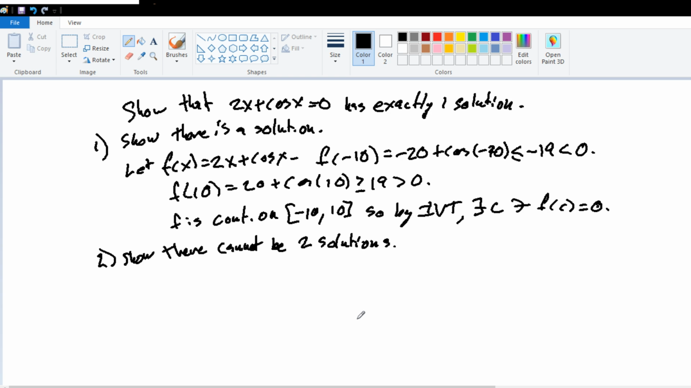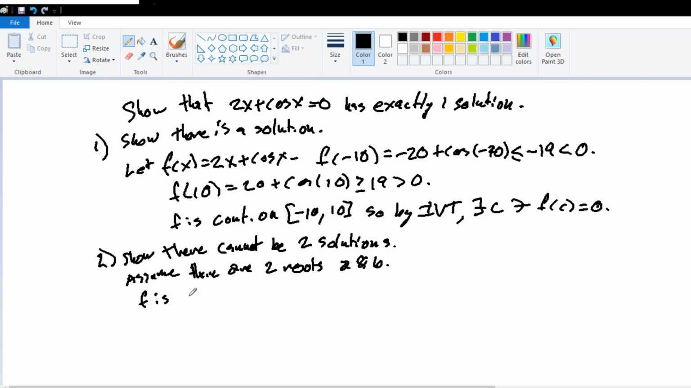Now, proving that there can't be two is the same as proving there can't be three, can't be four. Because if you have three solutions, then you obviously have two of them somewhere, right? If you have three, then you have at least two. So if we show that there can't be two of them, then there's no way you can get all the way to three of them or more. So we're going to assume, this is a proof by contradiction, there are two roots, A and B.